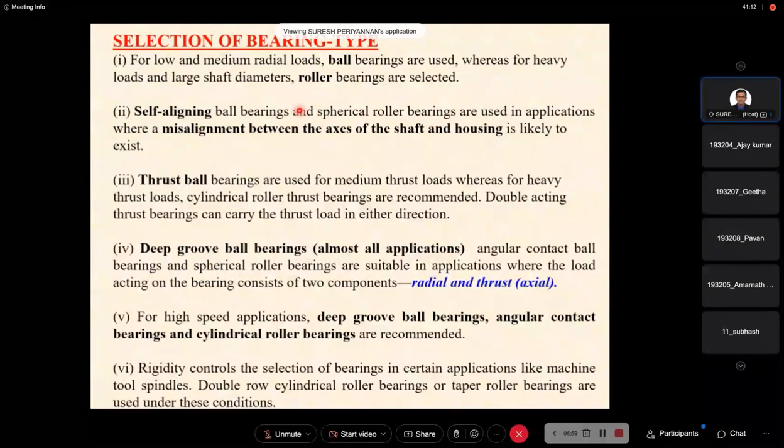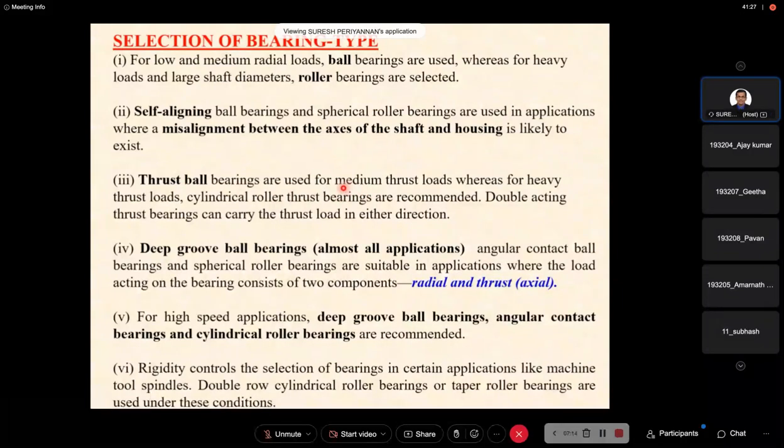Where we are using misalignment between the axis of the shaft and housing or bush. I mean, the axis between the shaft, housing, or bearing. Okay, so those places. Now thrust ball bearing, where are we using thrust ball bearing?